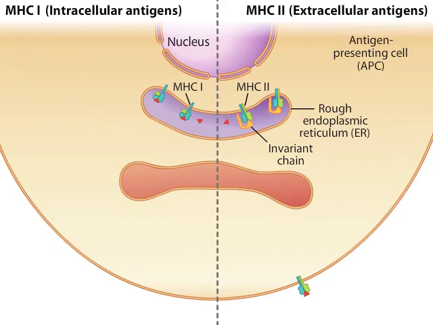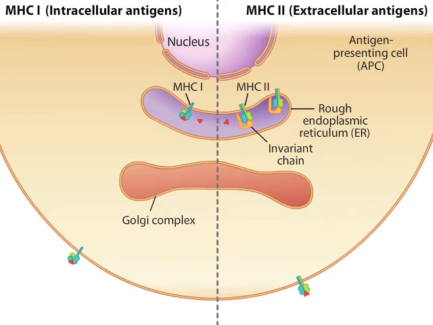MHC1, with its antigenic determinant, buds from the ER in a transport vesicle that fuses with the Golgi complex. From the Golgi complex, the MHC1 protein, with its peptide, is delivered by a secretory vesicle to the cell membrane, where the APC can present the intracellular antigen to T cells.